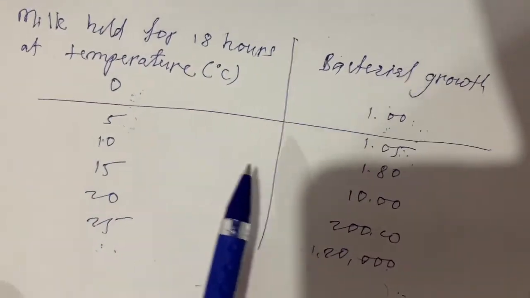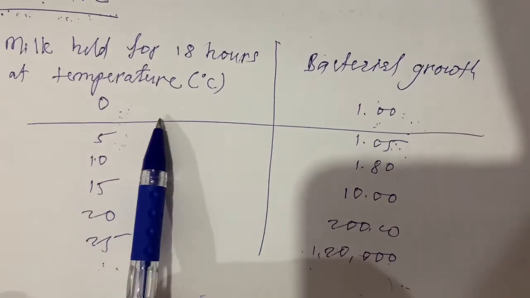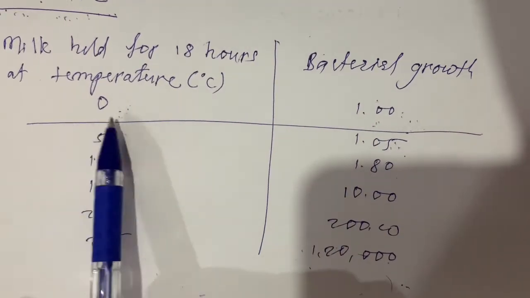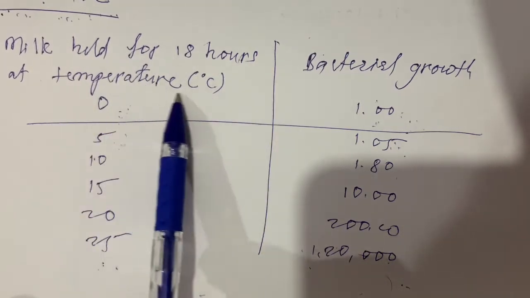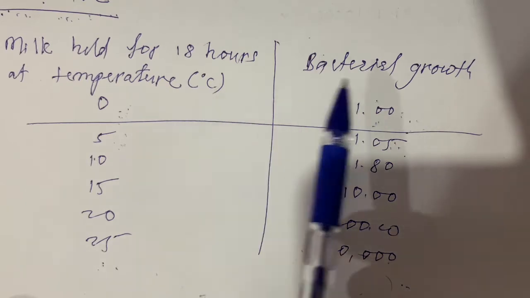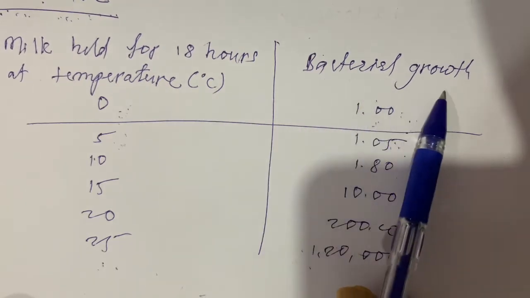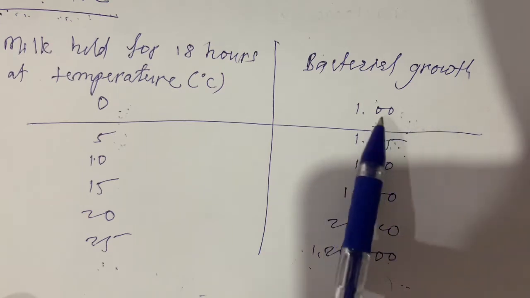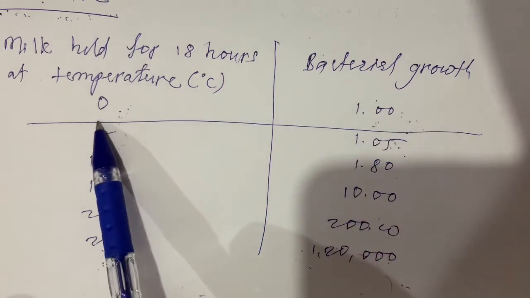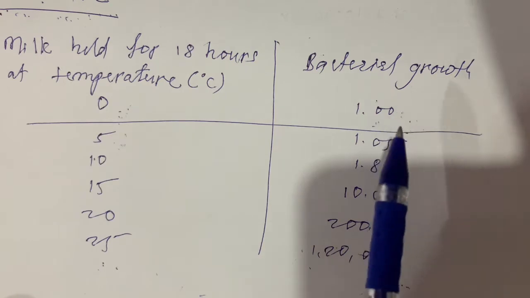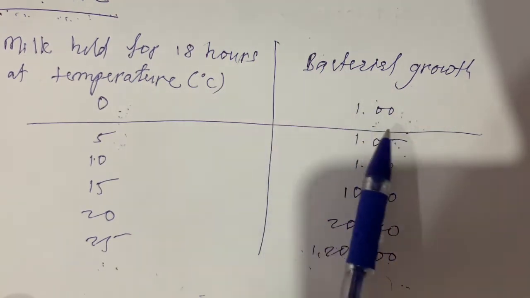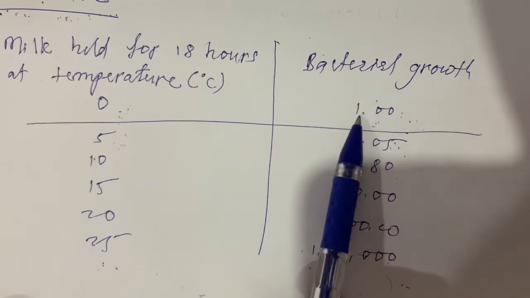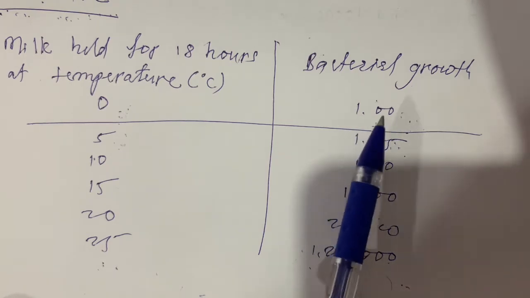Then this is the table. This table generally contains, from one side, the milk held for 18 hours at temperatures in degrees Celsius, and the second column is for the microbial growth. Okay. So, this is the multiplication factor. If milk is stored at 0 degrees Celsius, whatever microorganisms will be there, if they multiply with these factors, whatever the numbers we will get, that will be the number of the microorganisms. So, this is the factor.